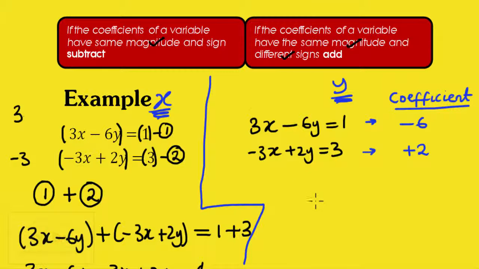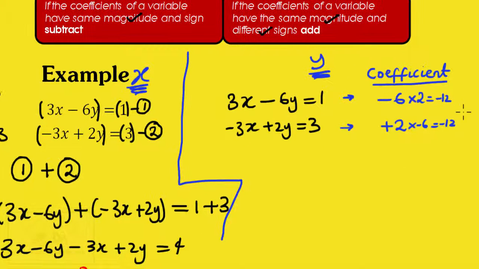So there is a technique that you can use to cause the coefficients to have the same magnitude. Consider this. If I multiply minus 6 by the other coefficient, I get minus 12. If I multiply plus 2 by the other coefficient, which is minus 6, I also get minus 12. All of a sudden now, the coefficients have the same value, and they also have the same magnitude, because the magnitude of minus 12 is 12. So if I multiply the first coefficient by the other coefficient, and I multiply the second coefficient by the first coefficient, I get the same value, and I get values which have the same magnitude.